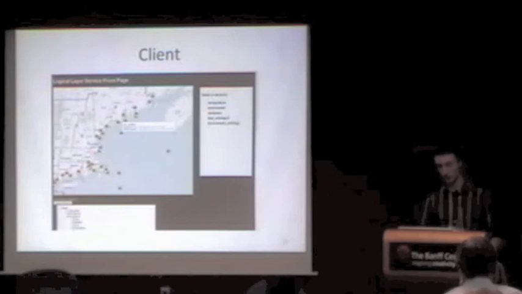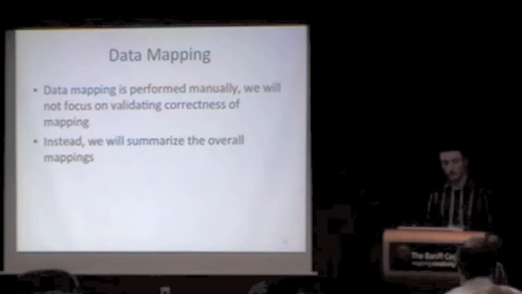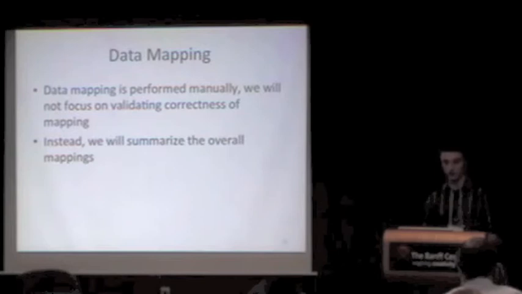Now we're just going to look at the experimental results of the system. Data mapping is performed manually, so we're not really going to be focusing on validating the correctness of the mapping. Instead, we're just going to be summarizing the overall mappings. So our dictionary defines 76 observed properties.